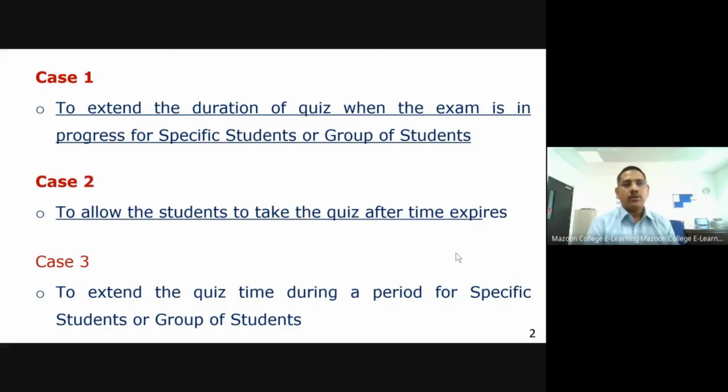And in case 2, we are going to allow the student after the time expires. How? Suppose the student by mistake or accidentally pressed the finish button and the exam is finished, but the student answered only 1 or 2 or 3 questions. The student approaches us again: by mistake, I want the time extended, I want to reappear for the exam to complete it. So the student is approaching us, how are we going to deal with this case?